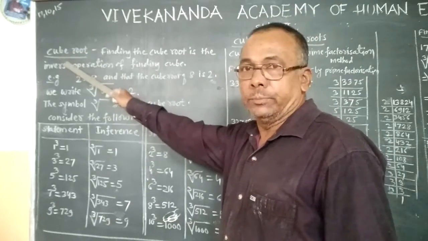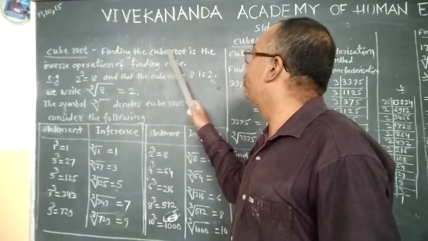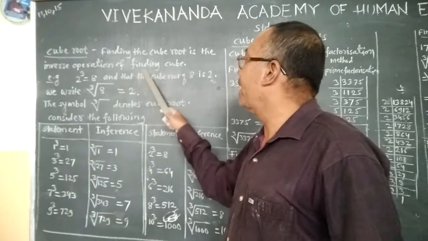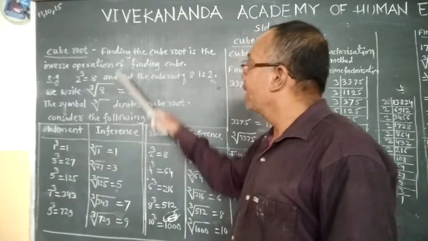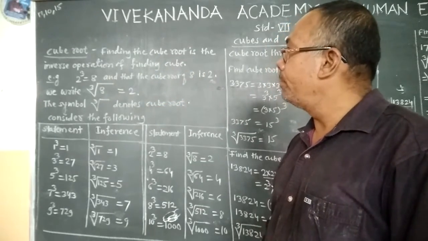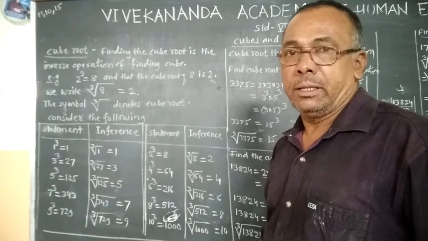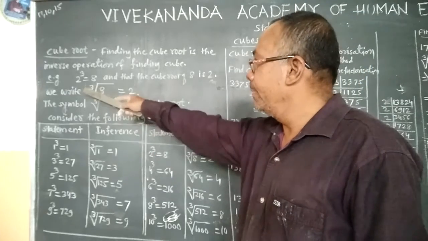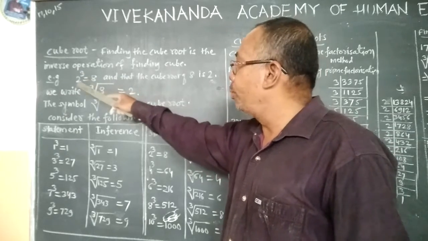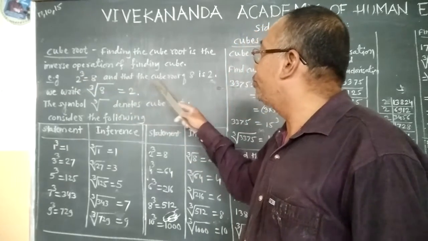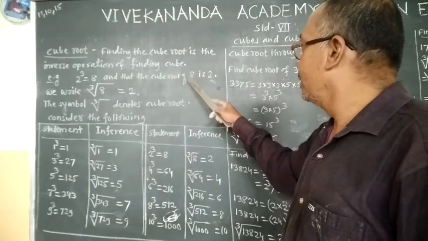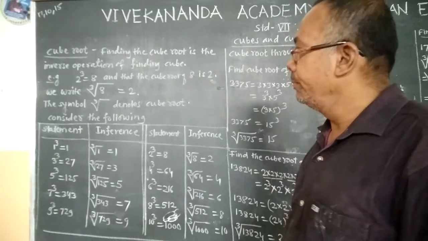Here, finding the cube root is the inverse operation of finding the cube. For example, 2 cube is equal to 8. This cube of 2 is 8, and that is the cube root of 8. Cube root of 8 is 2.